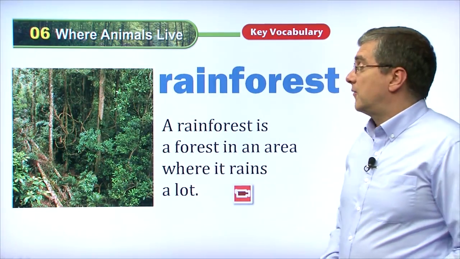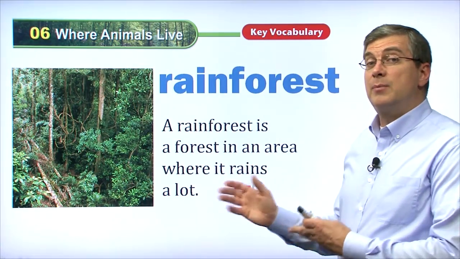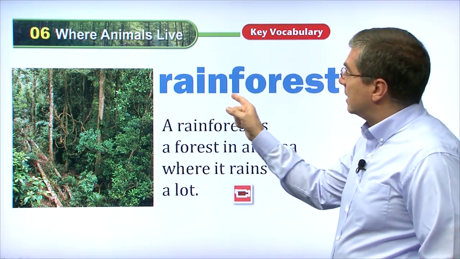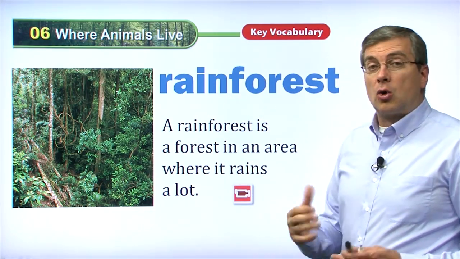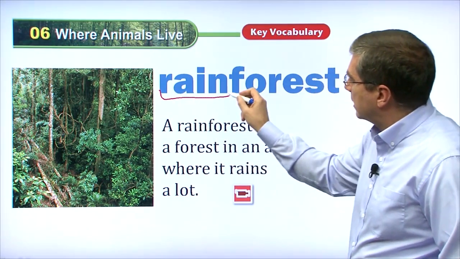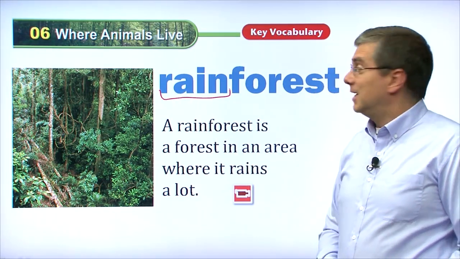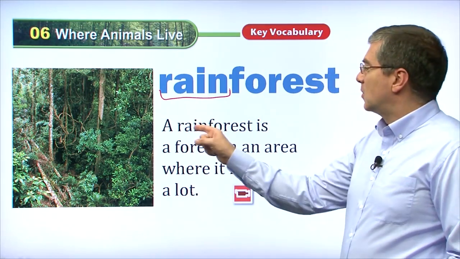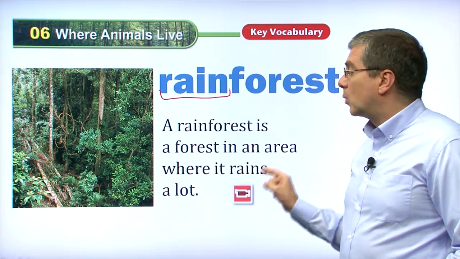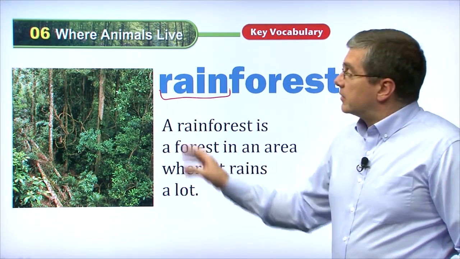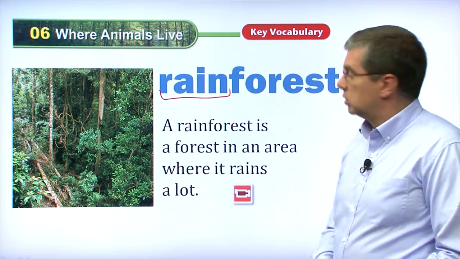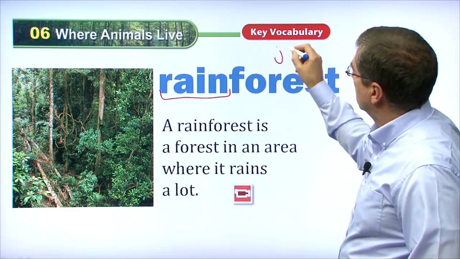Okay, so we looked at forests, but there's another type of forest that's a little special, right? It's called a rainforest. A rainforest, of course, is different from a normal forest because of rain. It rains a lot, right? So a rainforest is a forest in an area where it rains a lot. People can also say it's a jungle, right? Jungle.